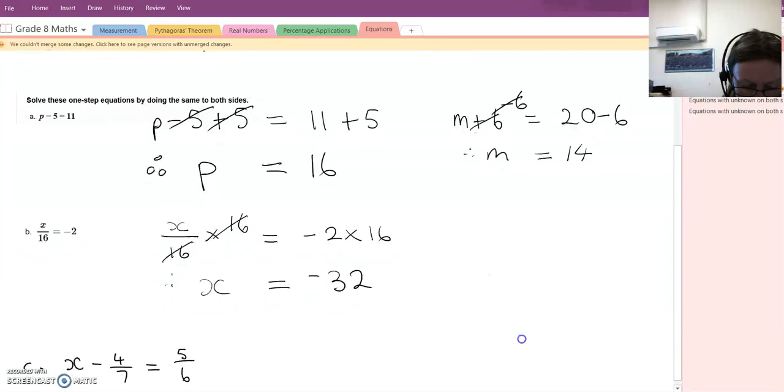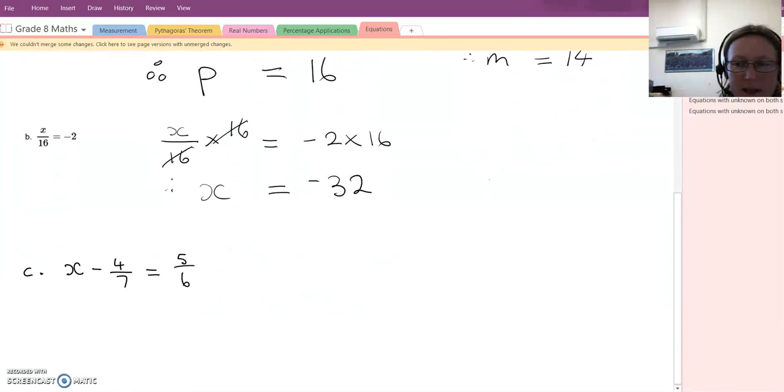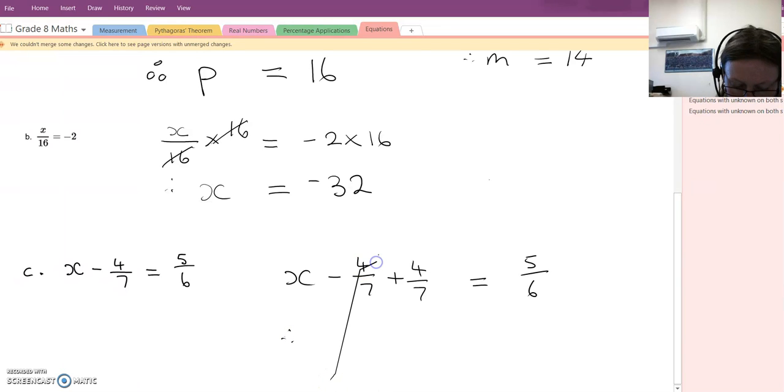Okay, one that looks a bit harder, same principles though. x subtract 4 over 7 is equal to 5 over 6. So I'm wanting x on its own. At the moment I'm subtracting 4 over 7. How can I cancel that? By doing the opposite, by adding 4 over 7. So let's look what happens if I subtract 4 over 7 and then add 4 over 7. That cancels.